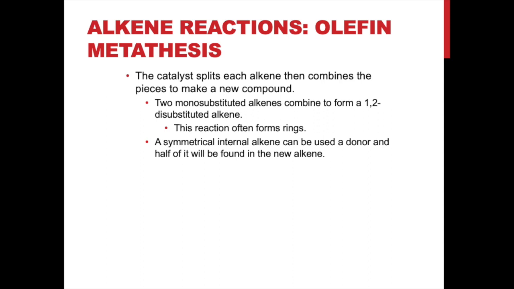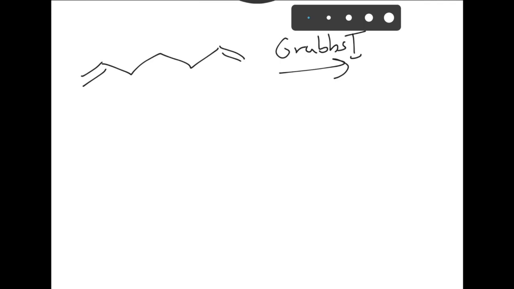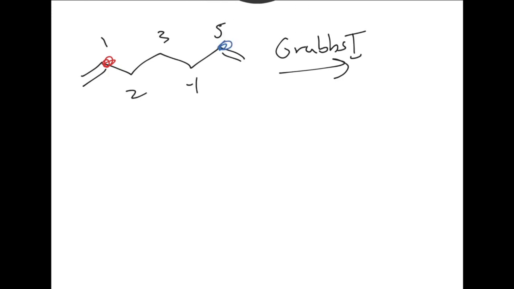You can also use metathesis reactions to make rings. If you have two double bonds in the same molecule, you count inside carbon to inside carbon. So let's say this to this. 1, 2, 3, 4, 5. So you're going to make a five-membered ring. You can only make five and six membered rings easily with metathesis reactions. Smaller rings don't form. Bigger rings take some work.